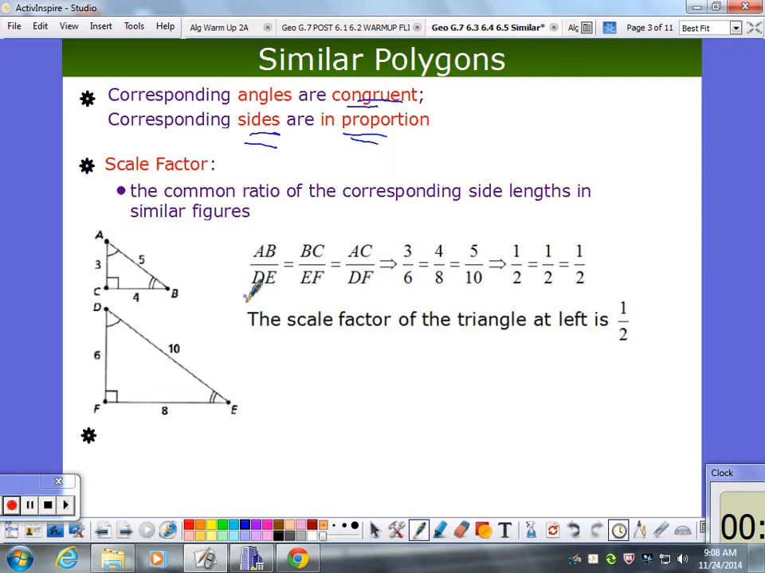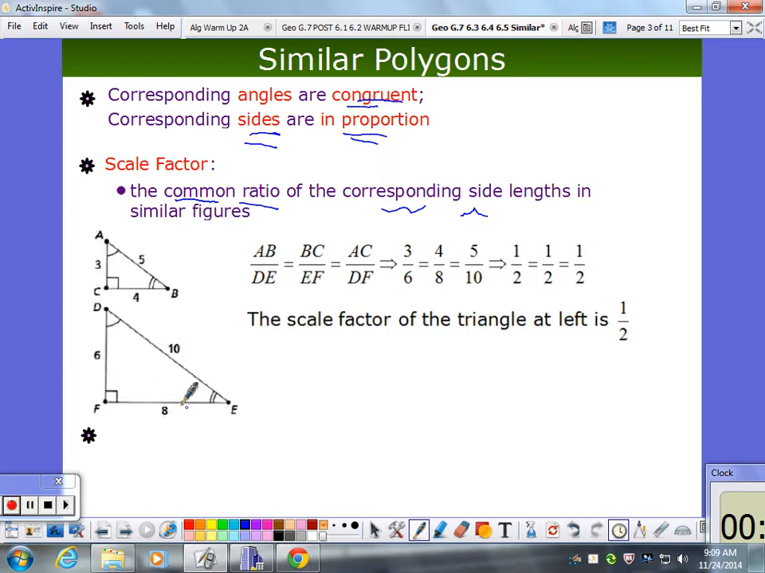Now I know you've heard of scale factor before when we have done things like scale drawings and even last class looking at a scale on a map. A scale factor is the common ratio of the corresponding sides. So instead of saying corresponding sides are congruent, like we do with congruent figures, we say the corresponding sides have a common ratio. And that means they're in proportion.